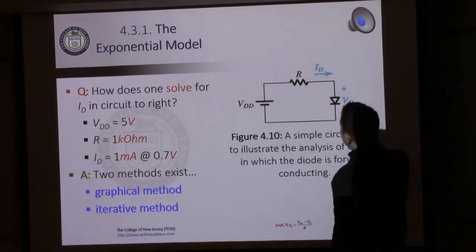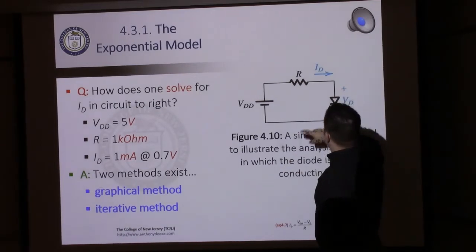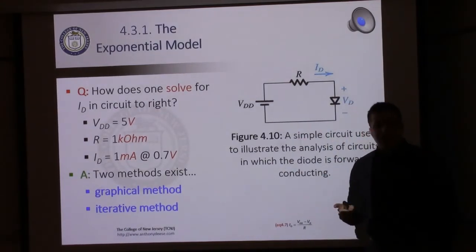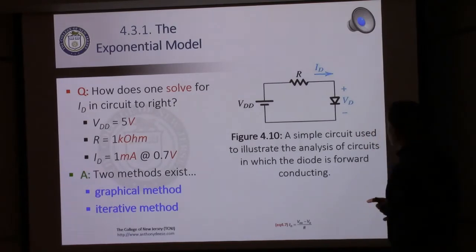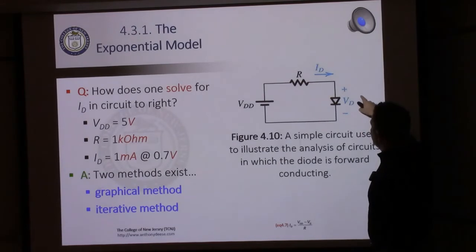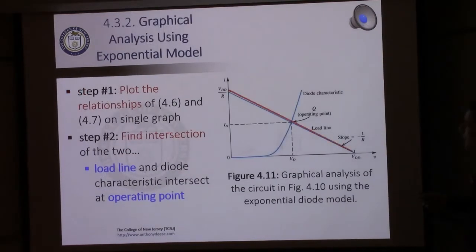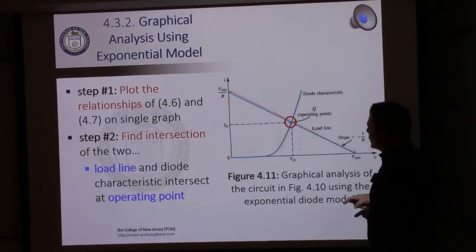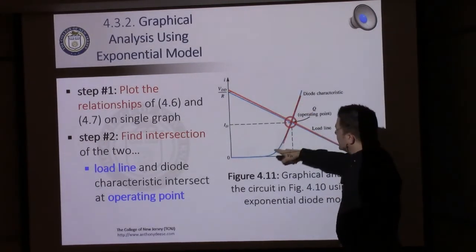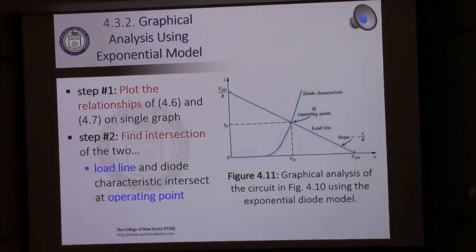The first is KVL, right? This current had better be equal to VDD minus VD over R. We cannot violate KVL. The other constraint we have is that ID had better be equal to IS times e to the VD over VT. We need to satisfy both of those, and so we draw two lines, one representing each of those constraints. Here we see the exponential model for the diode, and here we see what's called the load line, which describes KVL and the current in terms of the series resistance.